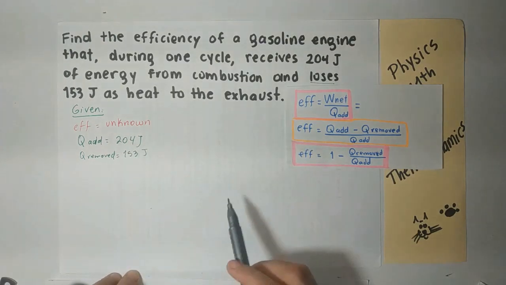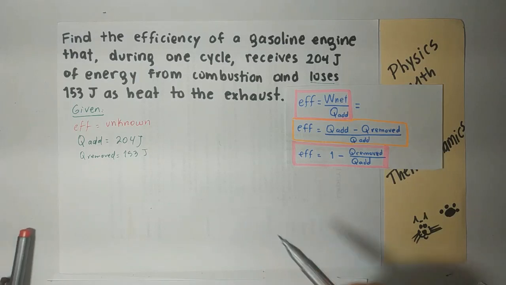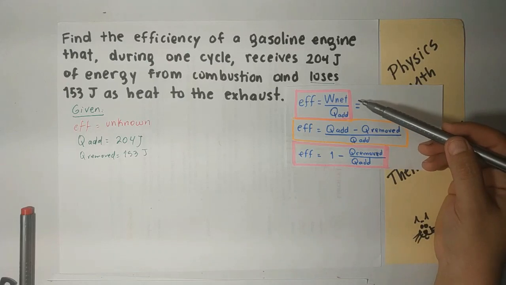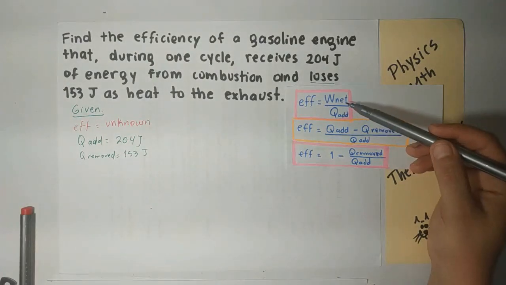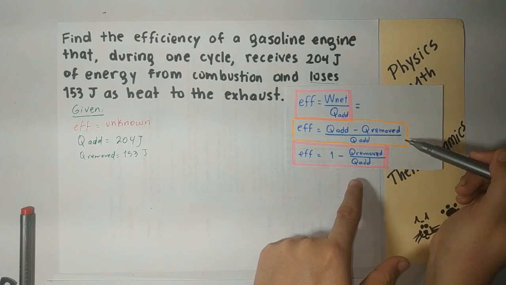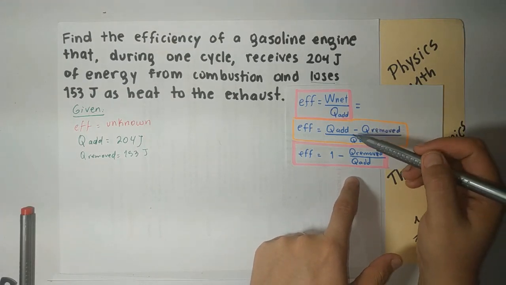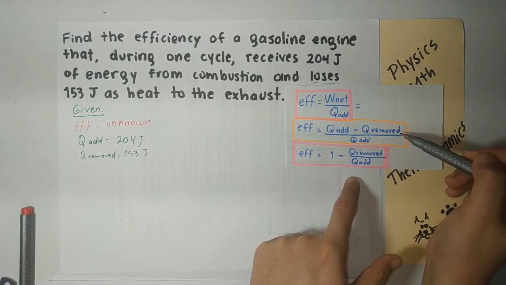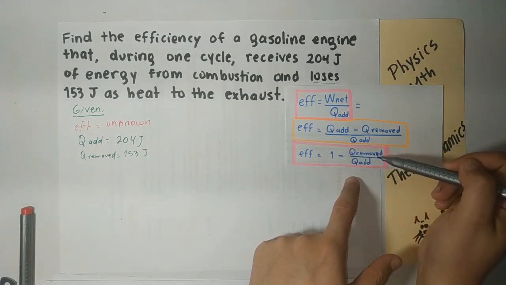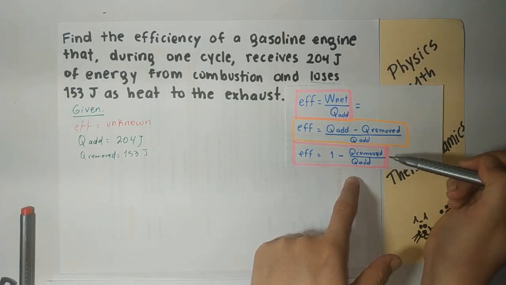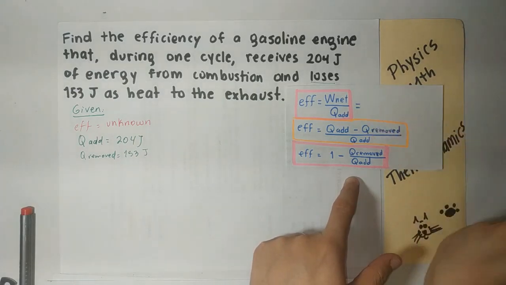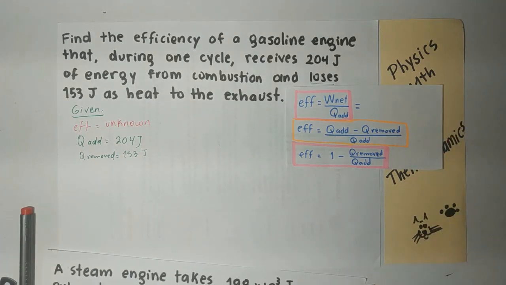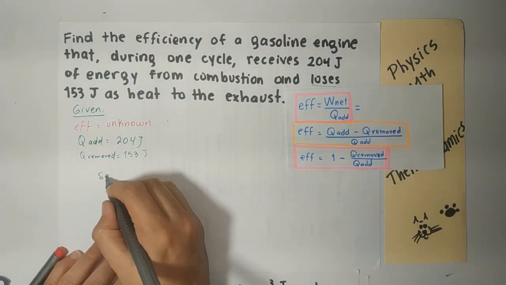So according to our givens, which equation is going to be the most useful to use? The first one, I don't have my work, so I cannot use it. The second one, I could use, yes, because I have my Q added and my Q removed. So I can use 1 or 2 because here I have Q removed and Q added. So which one are you going to use? It's up to you. The answer won't vary. Now, let's solve the problem. Solution.